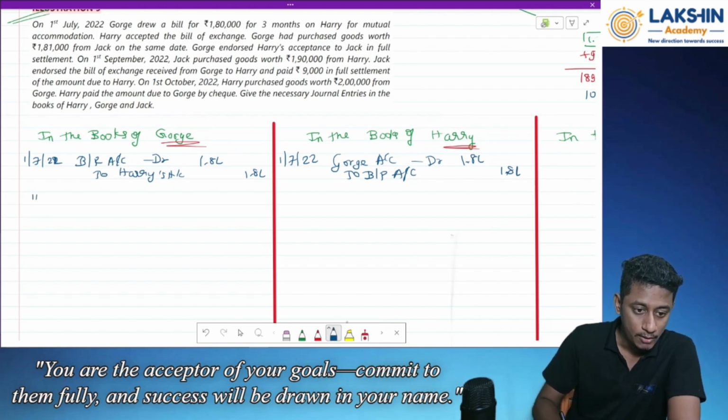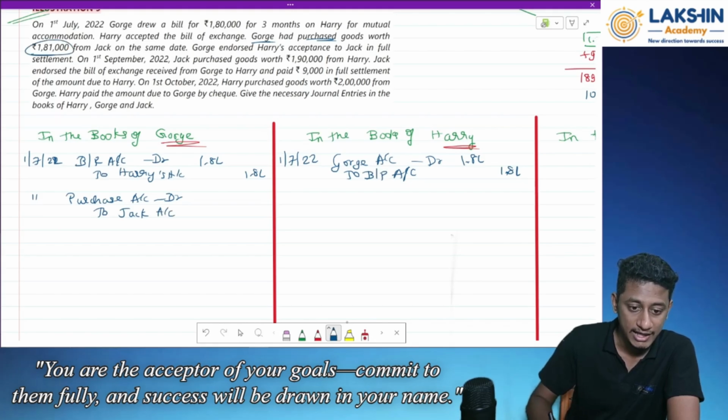So on the same date, what has George done? George had purchased, so in the books of George it is a purchase entry. Purchase account debited to Jack's account. What is the value of purchase? 1,81,000, so 1.81 lakhs.